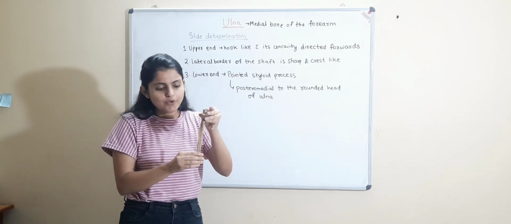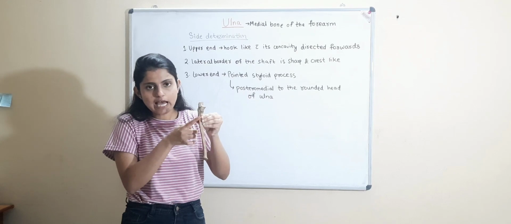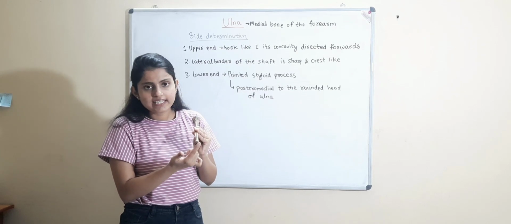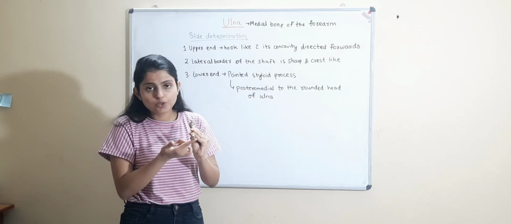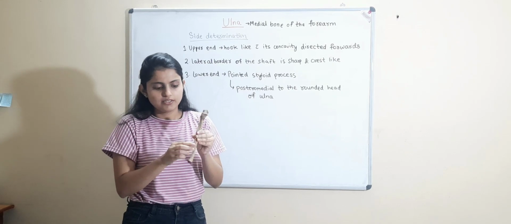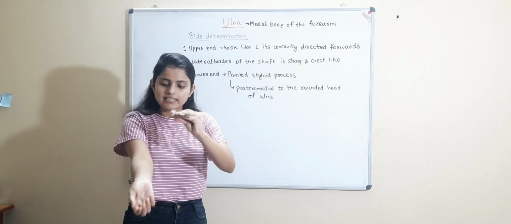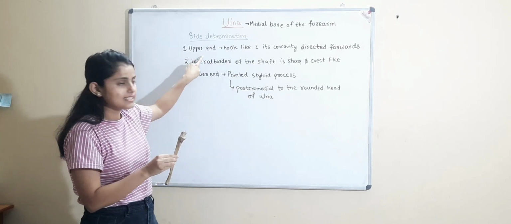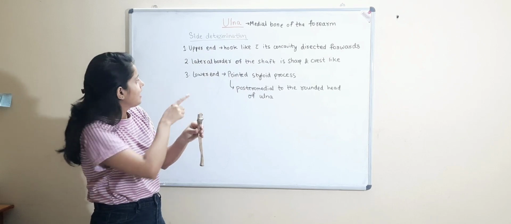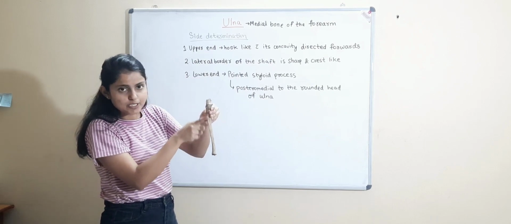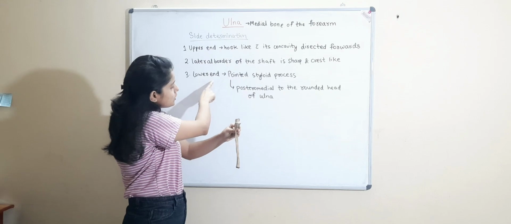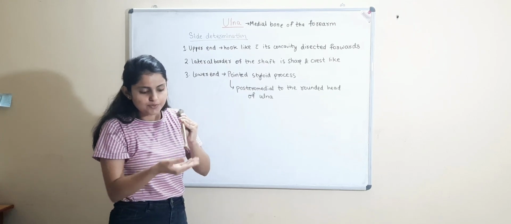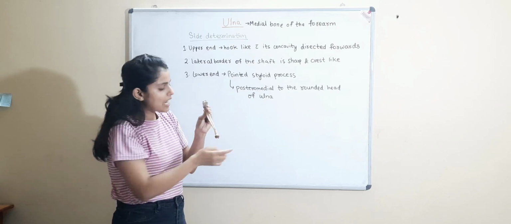And in the shaft, we need to see the sharpest border, and the sharpest border should be placed laterally. And in the lower end, this pointed styloid process should be placed posteromedially to the head of the ulna. So this is the right ulna, of the right side of the forearm. As we can see, the upper end is hook-like, the sharpest lateral border is placed laterally, and in the lower end there is a pointed styloid process, which should be posteromedial to the rounded head of the ulna.